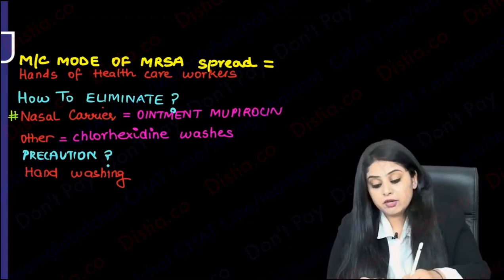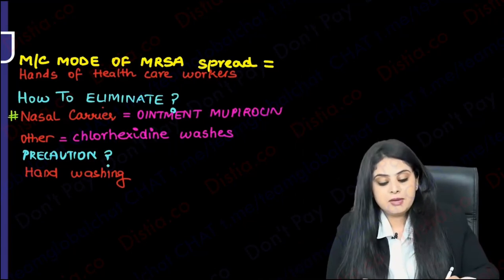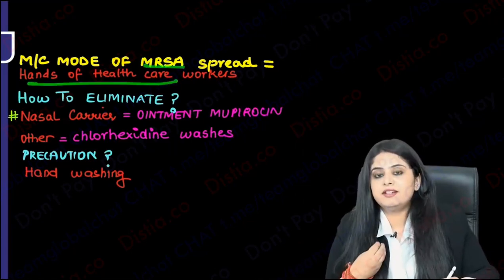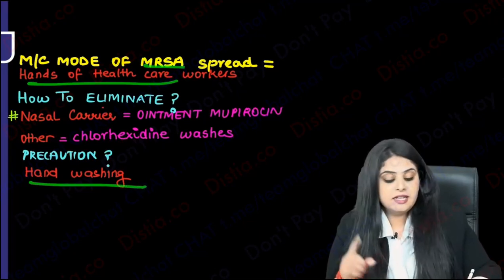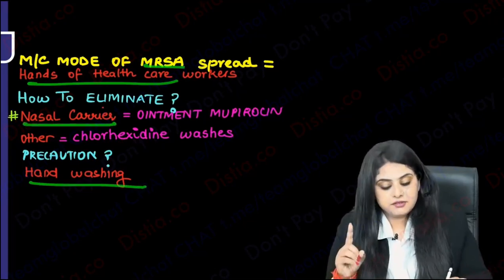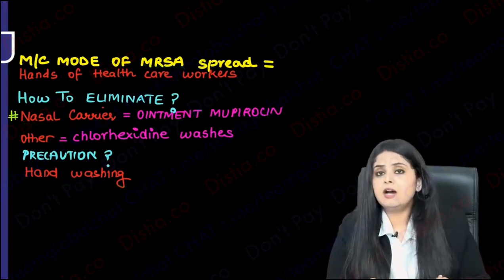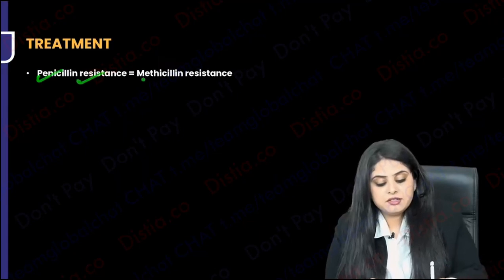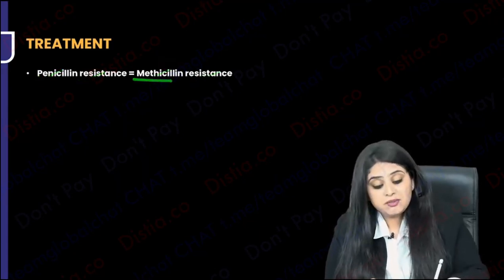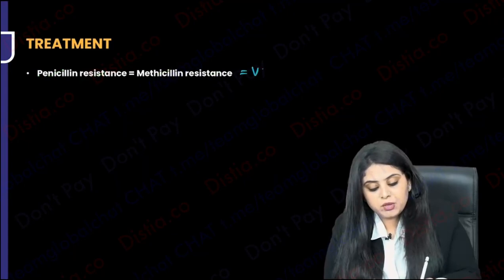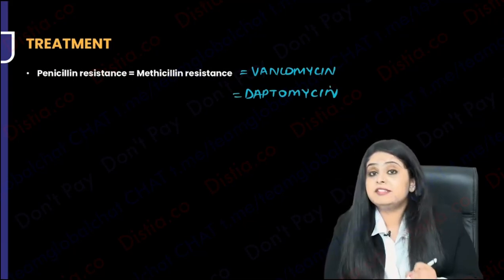So you've done everything for your healthcare professionals also. MRSA, we are the people who spread it the most, so we have to wash our hands. If we come across any nasal carriers, we have to give them an ointment of mupirocin. So this is done. But now, when you were penicillin resistant, you gave methicillin. Now you've become methicillin resistant also. So what are the drugs that are available? There is vancomycin. There is daptomycin. These are the drugs that are available in case of methicillin resistance.